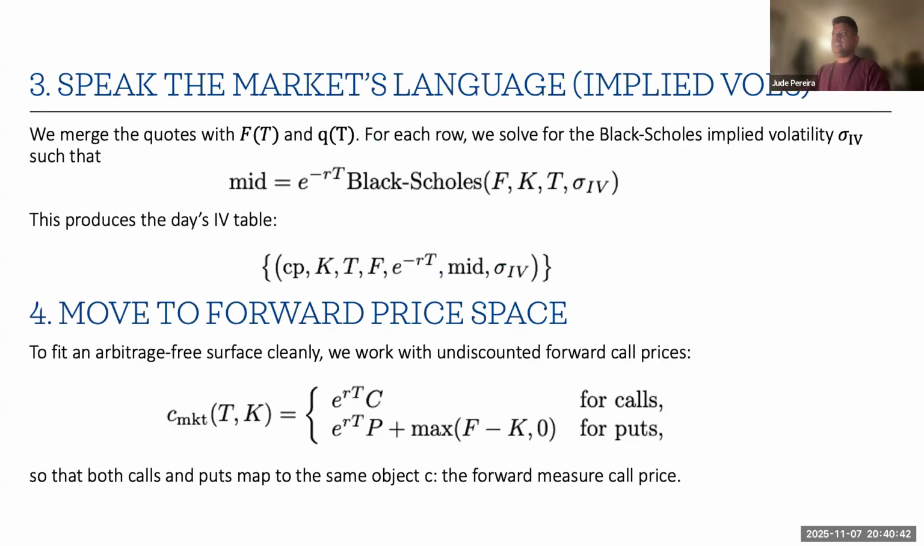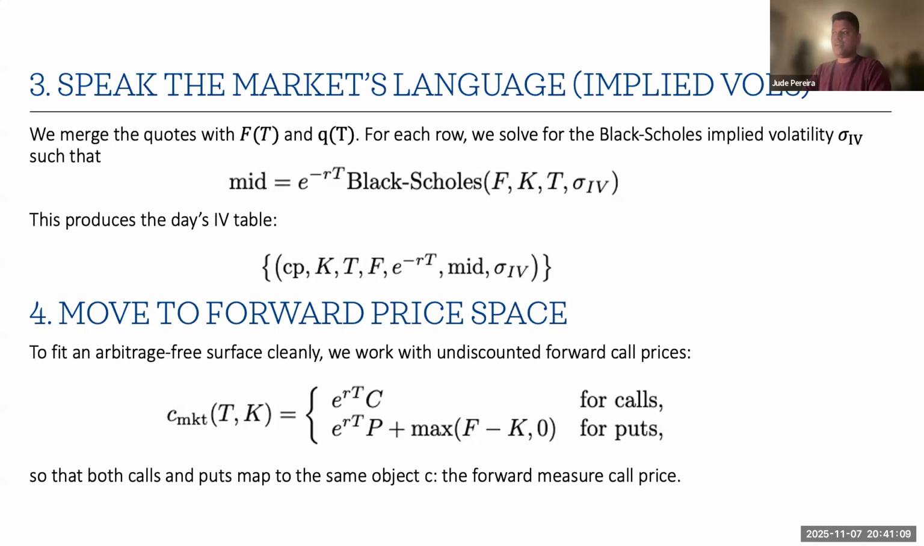The next thing I do is calculate the implied volatility using the Black-Scholes formula, as we have done in our course. I merge the quotes with the forwards and the curve and the dividend curve data, and match the Black-Scholes formula to the mid prices. From there, I get the IV table, which is the implied volatility table. And my next goal is to fit an arbitrage-free price surface.